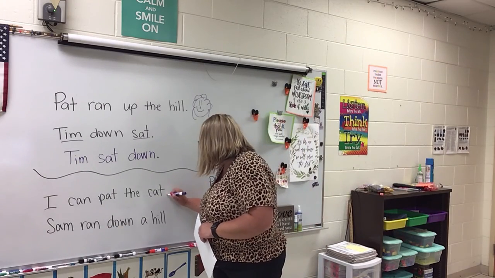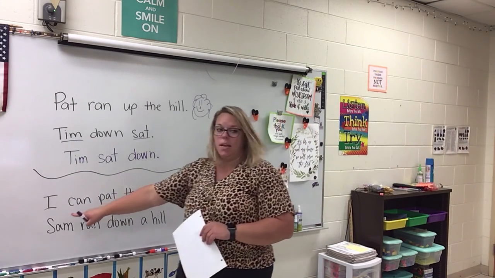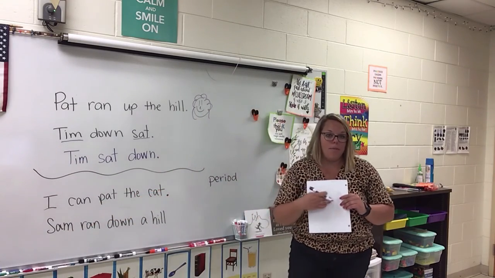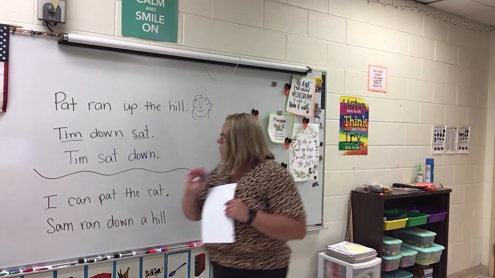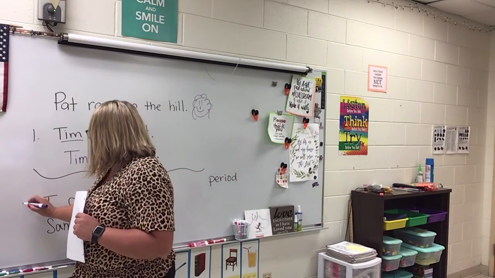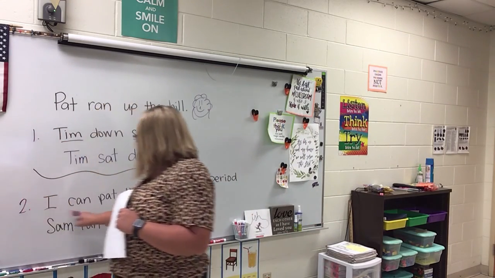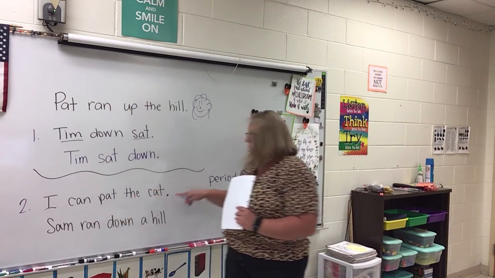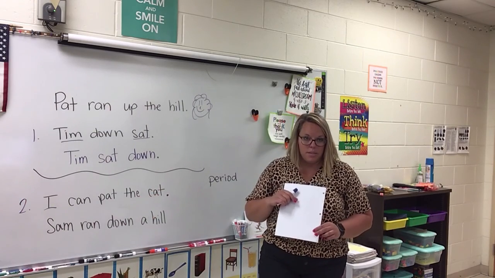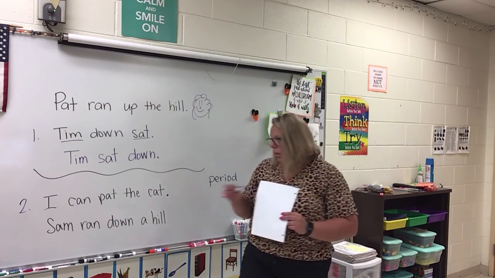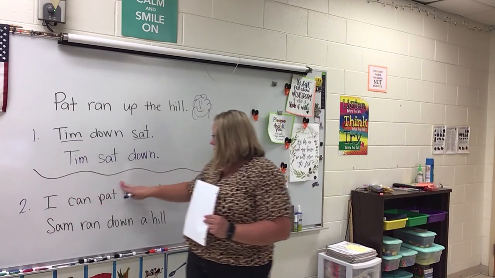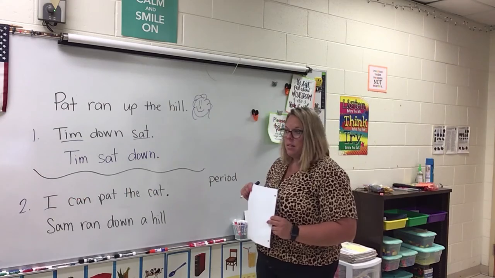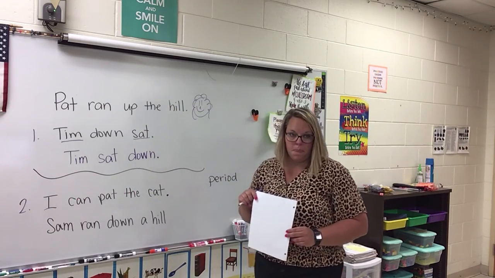So you need to go ahead and write this sentence. I can pat the cat. You're going to write it on this sheet of paper. You can even number it. This could be number 1. Then this will be number 2. I can pat the cat. You're going to write that out and go ahead and put a period at the end of your sentence. Make sure that you have space in between each of your words. I can pat the cat. Okay?